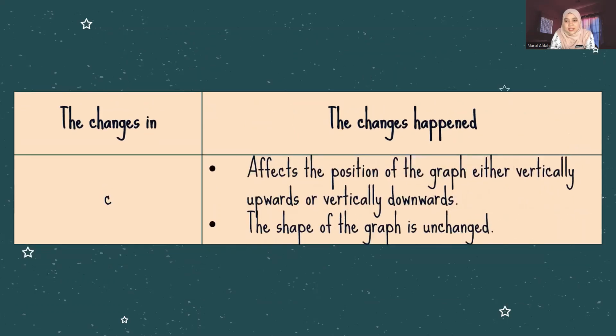Okay, the changes in C. The changes in C affect the position of the graph either vertically upwards or vertically downwards. But the shape of the graph is unchanged. Okay.